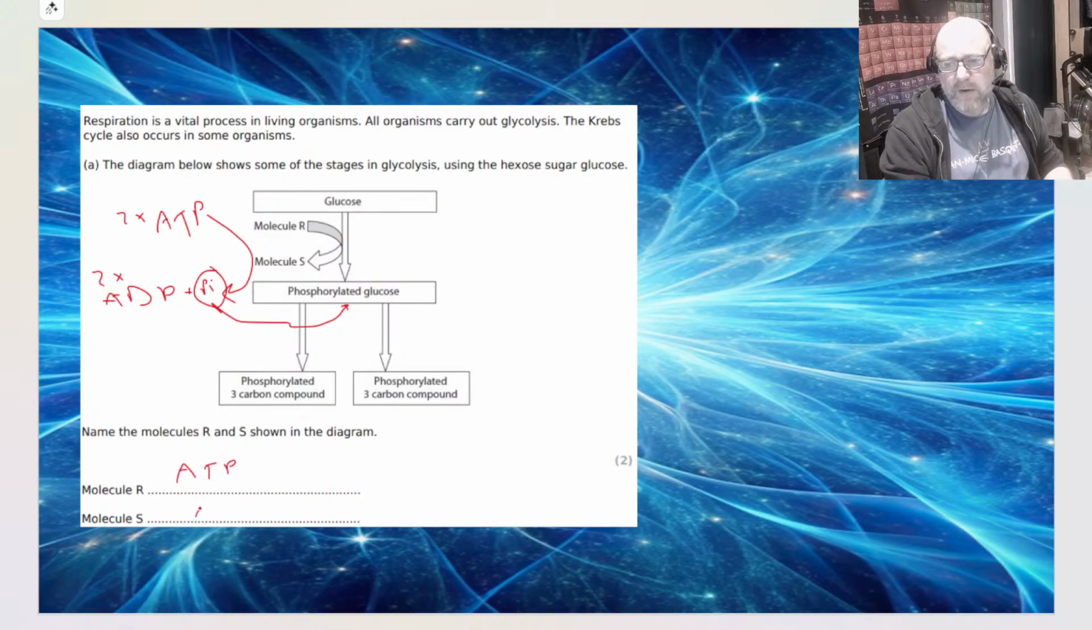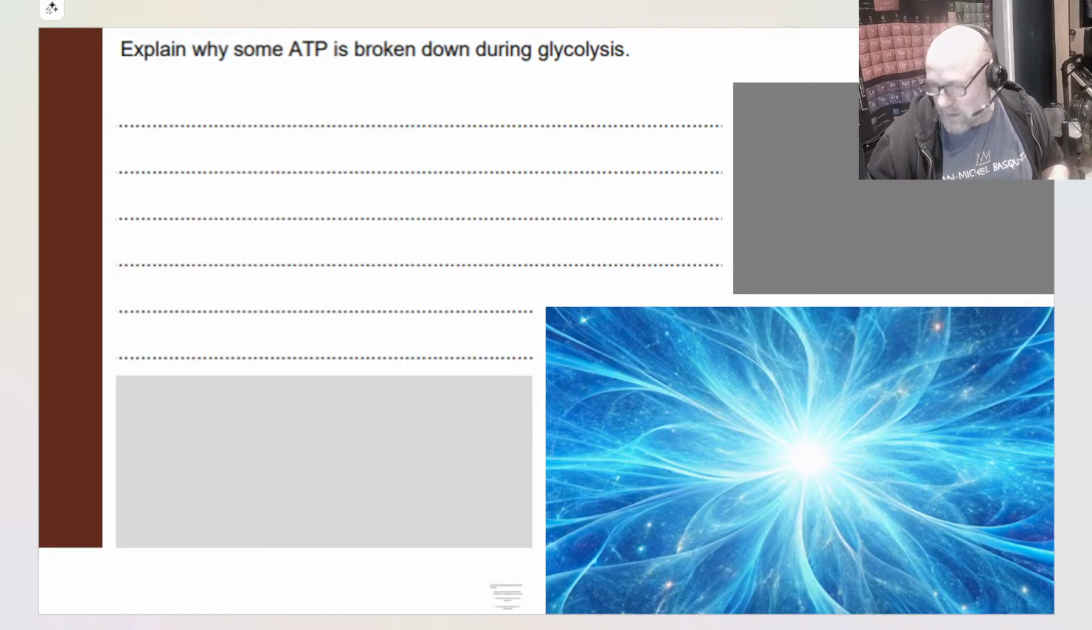This was an exam from the Edexcel Salters-Nuffield, Edexcel Route A exam board. So there you go. And some of the questions are AQA and some are OCR. All right, let's go.